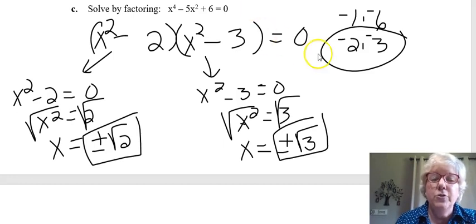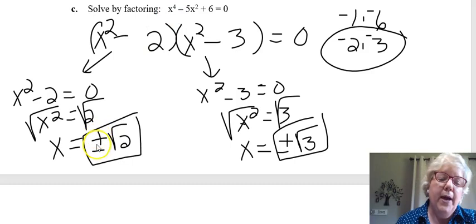How many answers? We should expect that we could have up to 4. Right here, positive and -2, positive and -3. We did have 4 answers.